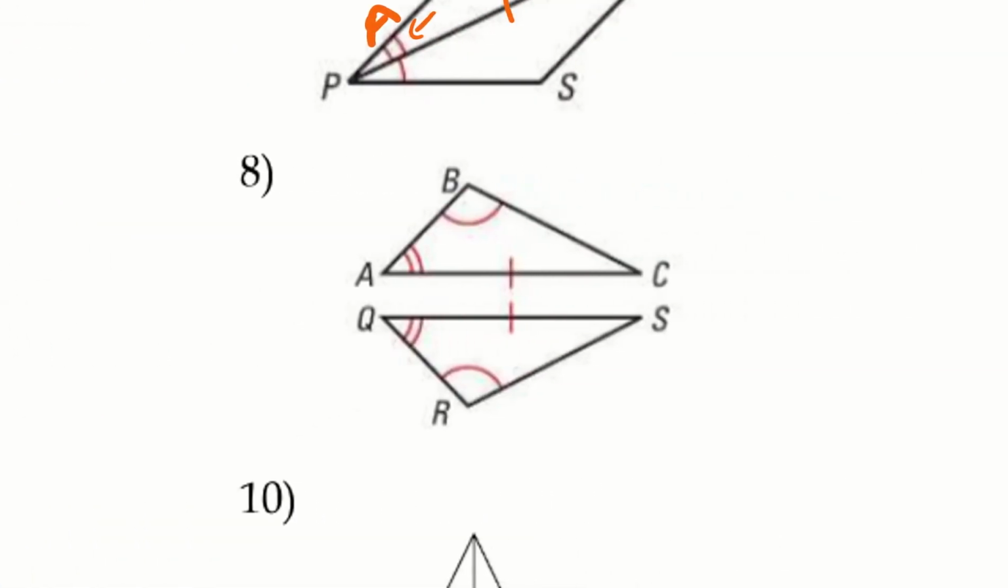Alright, 8, we have an angle, and we have a side, and all those match up on the other triangle as well. We have the one curve, two curves, one line. So angle, angle, side.